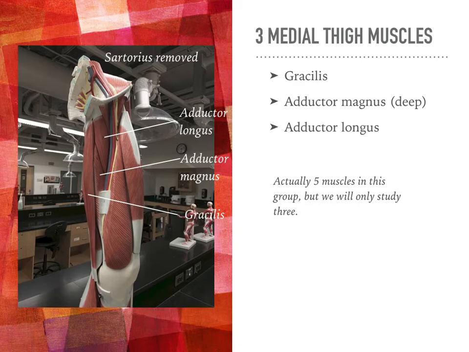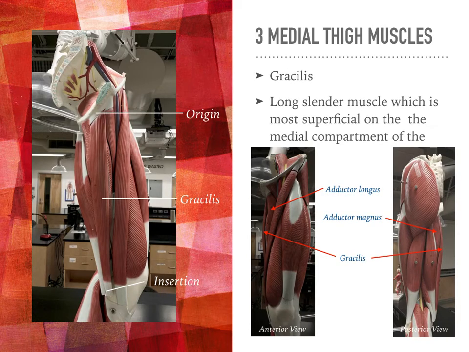So let's look at these one at a time. The Gracilis muscle is the superficial muscle of this medial thigh compartment. If you've done a dissection, you've probably seen the sartorius and the Gracilis. They are the superficial muscles of the anterior and the medial compartment. And so Gracilis is fairly easy to identify.